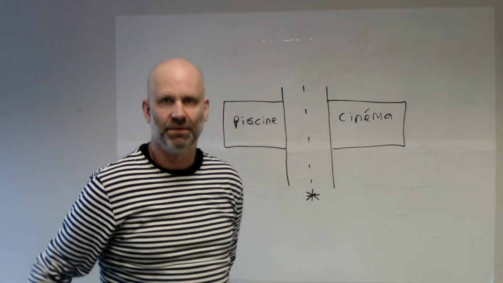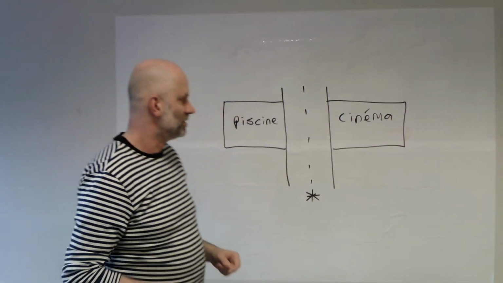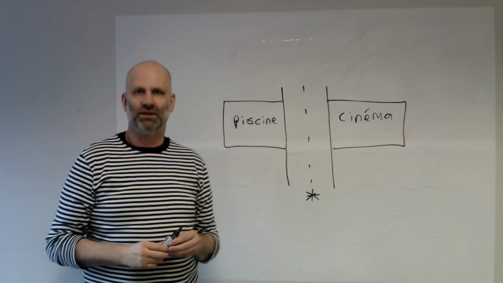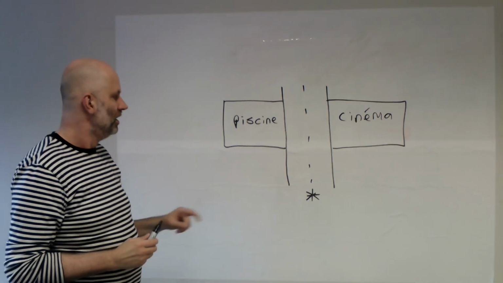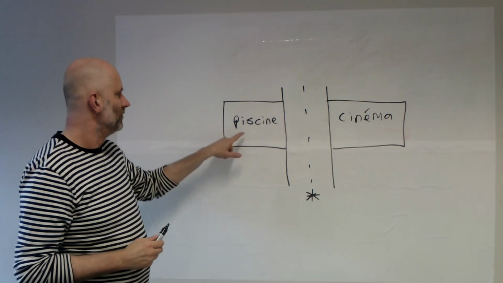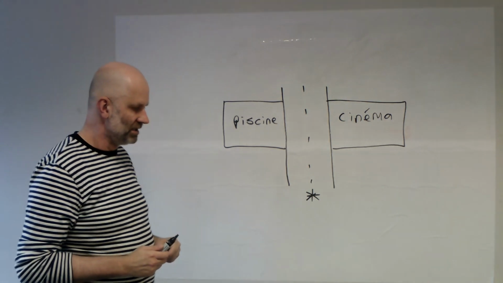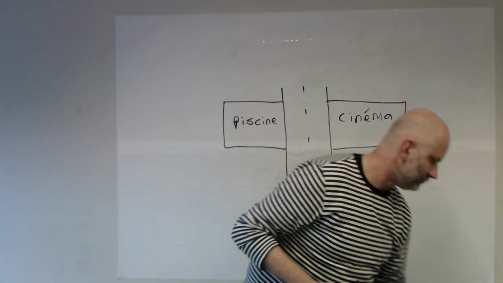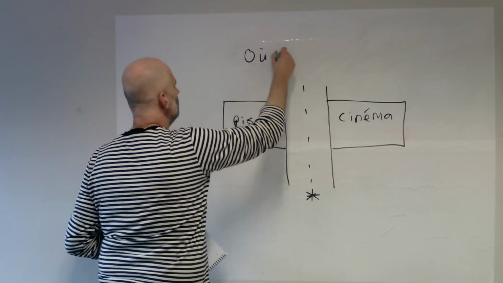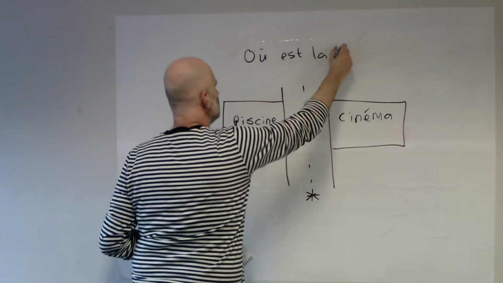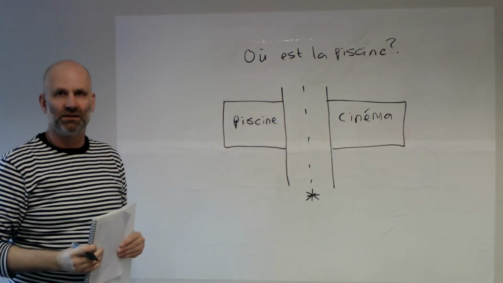So to begin with, what we're going to do is look at when you're looking for something and it's actually in the street, you're in the right street, you just need to know where the building is. So what we've got here is piscine, cinema, we've got swimming pool, cinema. So you could say something like, où est la piscine? Okay, so où est la piscine means where is the swimming pool.